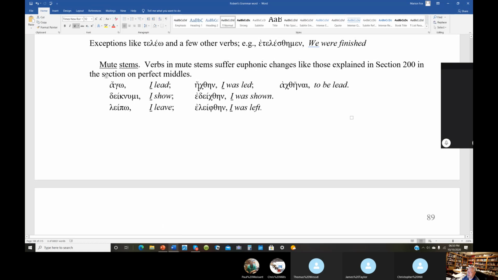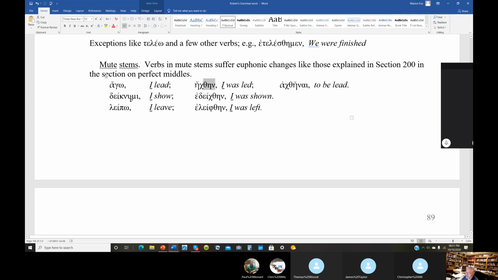Ago, I lead, becomes a thing. And so we have here, and so they suffer euphonic changes. All right. And so we get that change. There's your augment. Alpha becomes an eta. And then your stem changes. Gamma becomes a chi. So it changes. The gamma becomes a chi. And so then there's your thane ending.